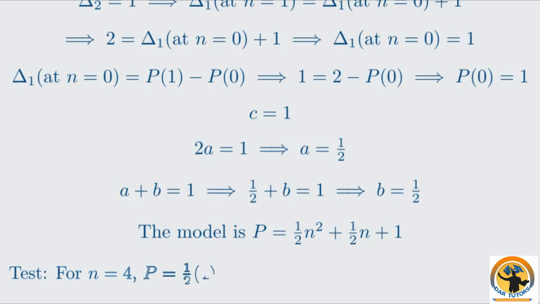We can test it. For n=4, p is 1/2 times 16 plus 1/2 times 4 plus 1, which is 8 plus 2 plus 1, which is 11. It works. Now let's answer a prediction question.